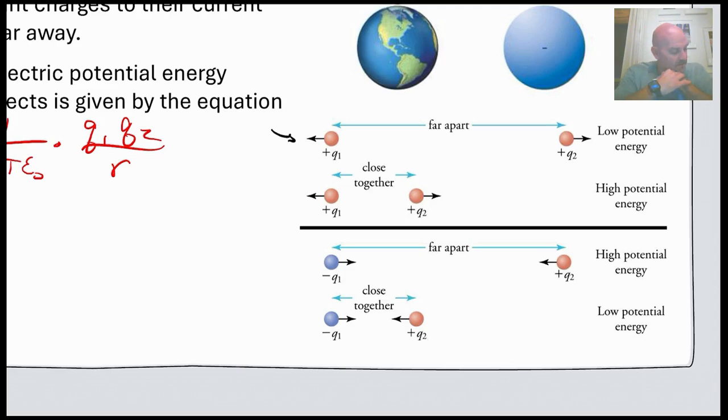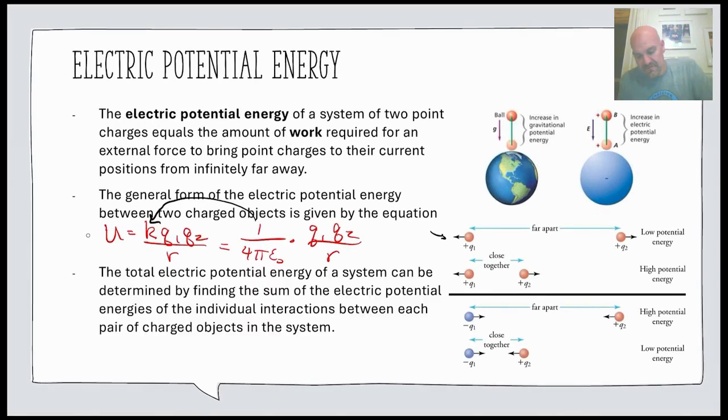Something else to note is that the force always points toward decreasing potential energy. The total electric potential energy for the system is simply the sum of the individual energies, the interactions between the objects, so it follows superposition. You have to take into consideration positives and negatives. A positive and a negative gives a negative potential energy. Two positives give a positive potential energy.